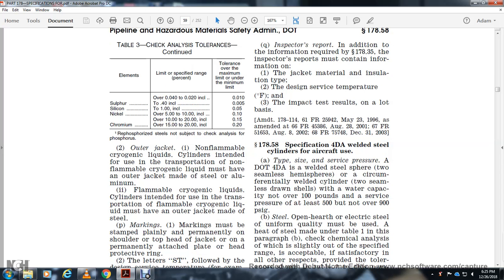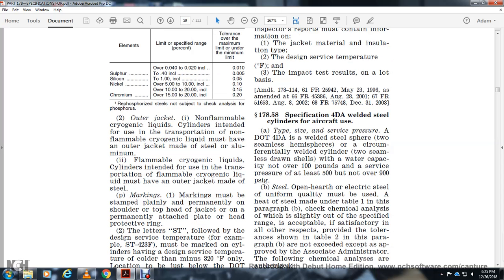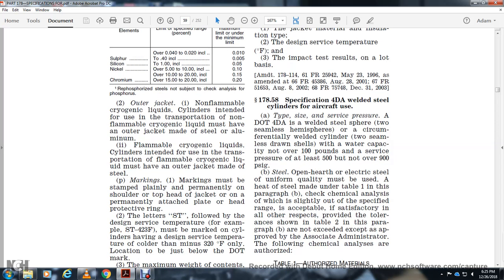Open hearth or electric steel. Steel of uniform quality must be used. The heat of the steel must be under the limits of Table 1. The chemical analysis, paragraph E, which is slightly over the specified range, is acceptable if satisfactory in all other respects, provided it is within the tolerances shown in Table 2, with paragraph B, with the design C, with the approval of the associated administrator. The following chemical analyses are authorized.